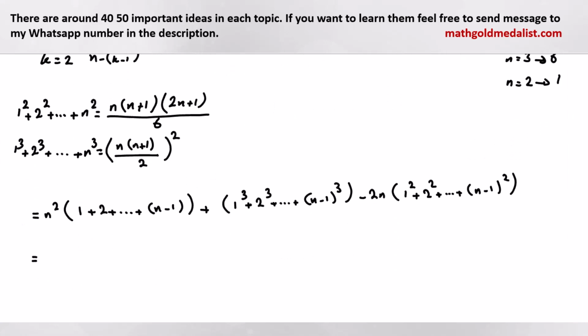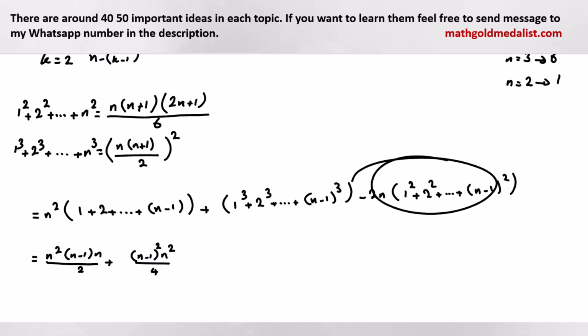So let's calculate. The first one is what? n squared times (n minus 1) times n over 2. Exactly. Next one is what? (n minus 1) squared times n over 4. Yes, this is squared over. Last one is what? Minus 2nk times k minus 1.